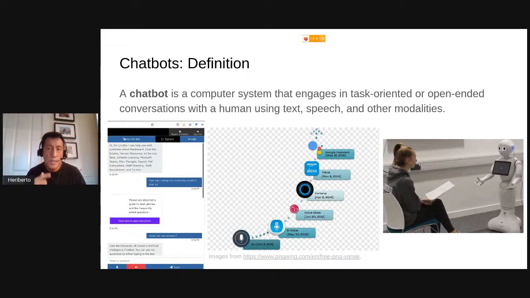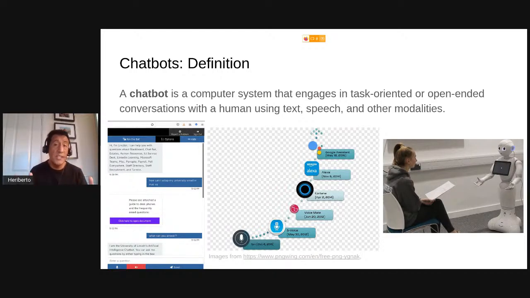The food shops and the car service scenarios that I mentioned are task-oriented scenarios. But if I want to chat to my chatbot about just anything, then that could be an open-ended conversation, and that's also possible.